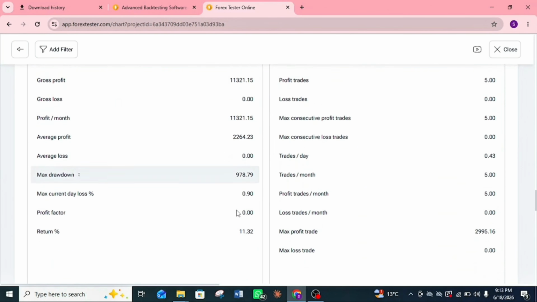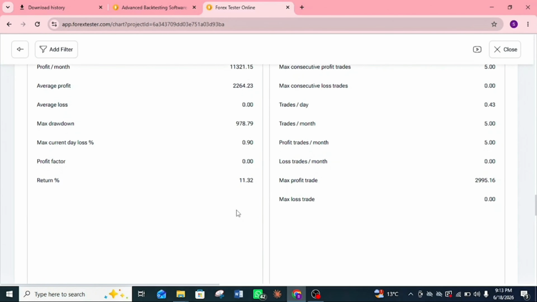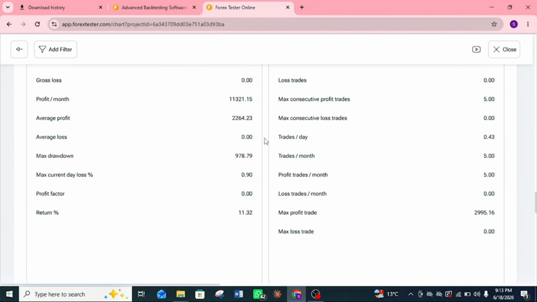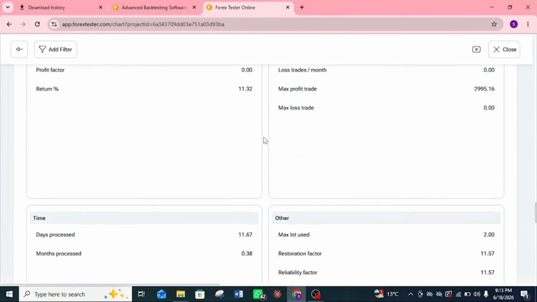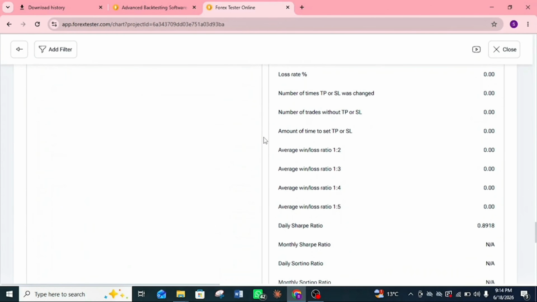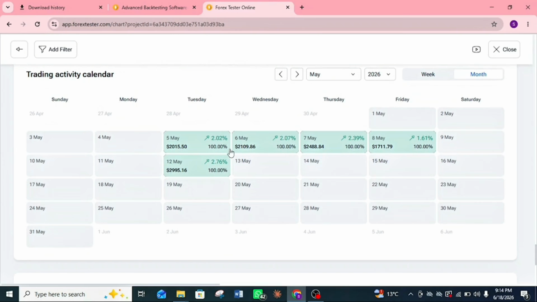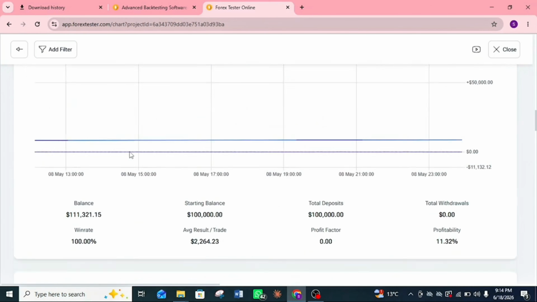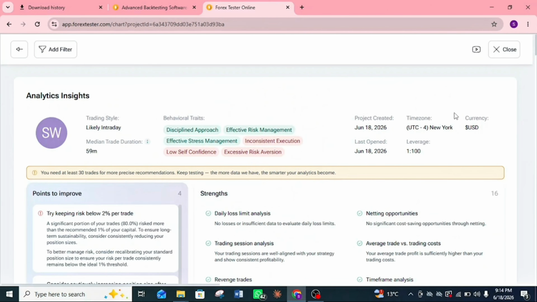See, all these metrics were followed. You see, since we're only winning, the statistics are only positive, right? And you can see this trading calendar. See, we didn't trade 1, 2, 3 days. We didn't take any trades. So this is the system which I use to trade this Forex Tester platform.